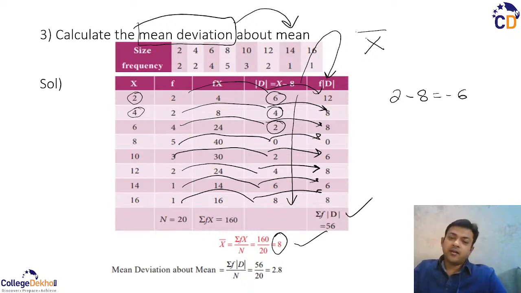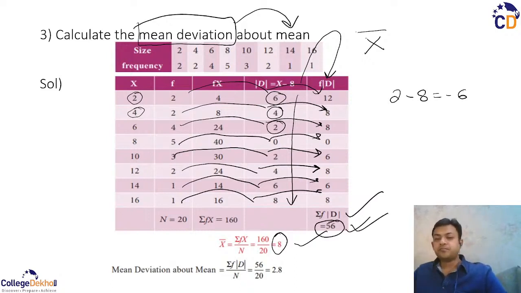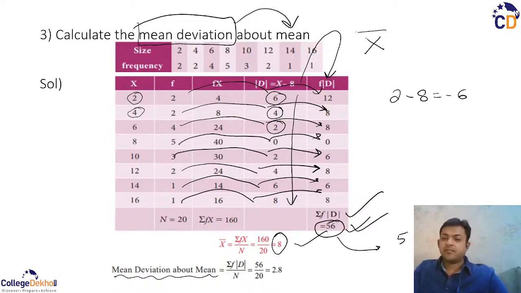Once we get that value, we need to sum it up. We find it comes out to be 56. After getting the value of 56, our job is to calculate the mean deviation about the mean. The formula is 56 over the sum total of frequency, which is 20. Comes out to be 2.8.